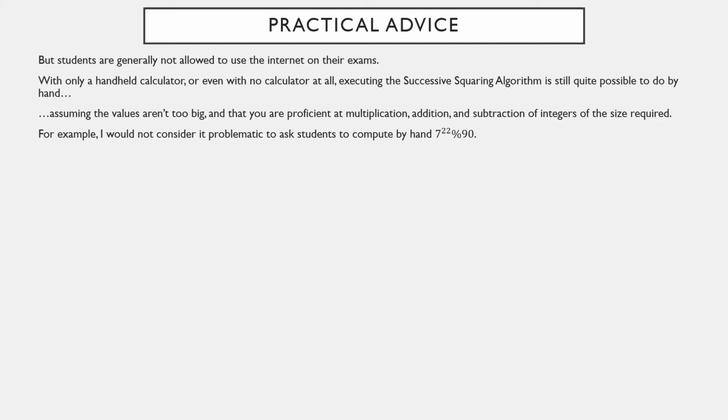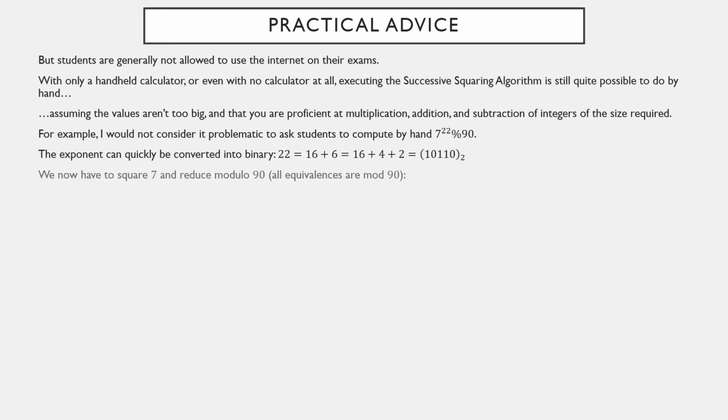All you have to do is execute the successive squaring algorithm. The exponent can be converted into binary quite quickly by hand. Now you have to square and then reduce modulo 90. 7 is 7. You square it, you get 49, which doesn't reduce mod 90.